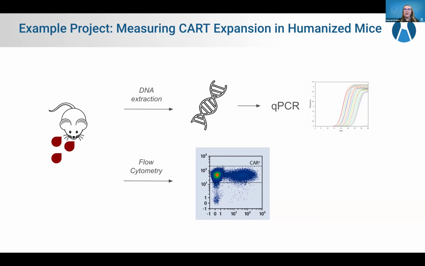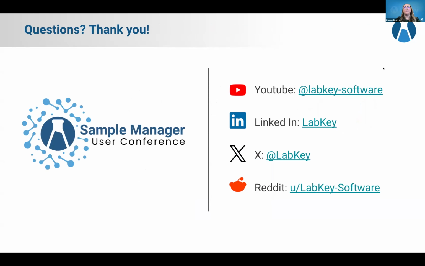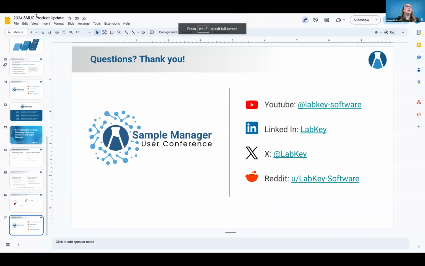I basically want to do this with qPCR and understanding the vector copy numbers that we're getting, as well as the surface level expression through flow cytometry. So that's the basic experiment that I want to model today. And I'm just going to hop into the system now.